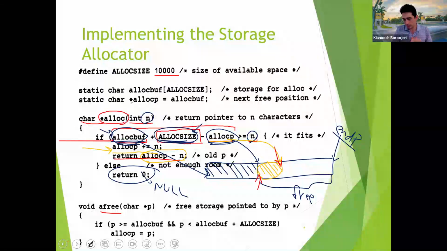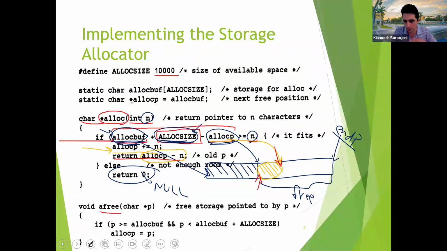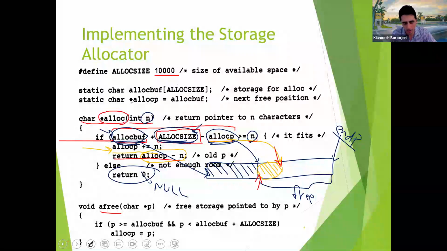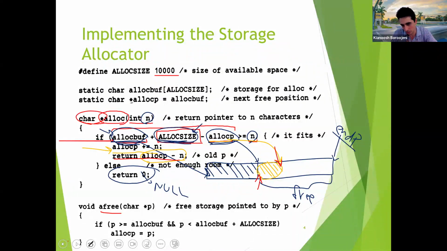They can store n characters in it, or they can store n over 2 short integers, or n over 4 regular integers, or n over 8 long integers. They can store a double in it. They can store a movie in it. They can store a picture in it. They can store it for whatever reason they want. Nobody cares. Just this is n bytes. I call it a char star, but they can store anything in it. They can store a character array or anything else. That's how the rudimentary version of malloc, which is called alloc, works.